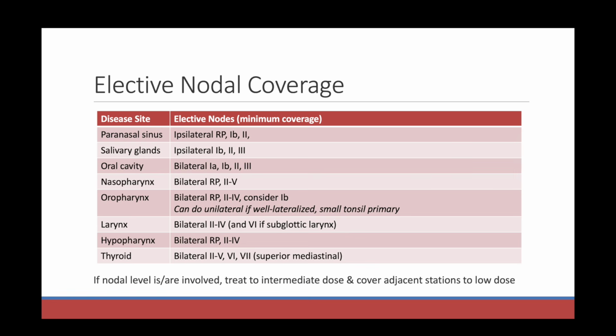And then the last thing I should say, there are cases where you can consider unilateral nodal coverage. And I think the best example of that is if you have a unilateral, well-lateralized, small tonsillar primary, as long as it's not involving structures that drain bilaterally. So kind of like the soft palate, the uvula, the base of tongue, those are very vascular and drain bilaterally. But if it's well lateralized and just in the tonsil, then for oropharynx, you can just do a unilateral neck field.